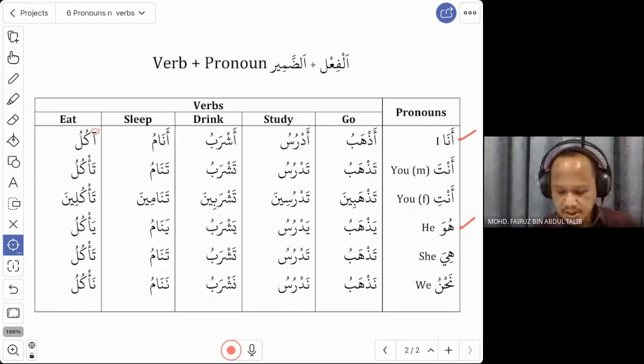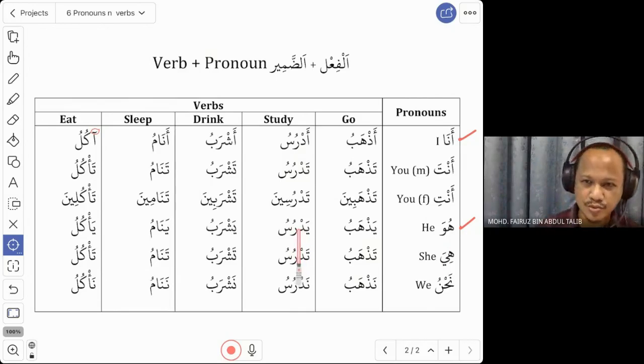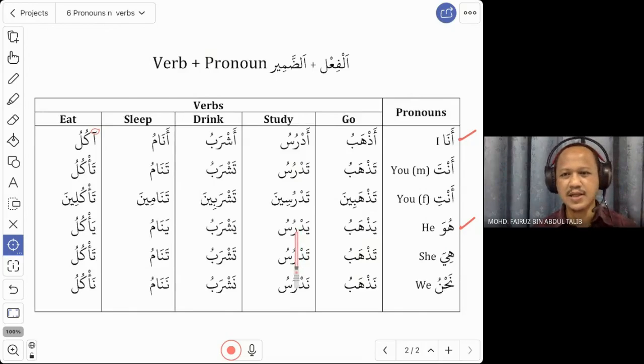Okay, so again, for huwa, you change to ya. So huwa yazhab. We go to the second verb. Just now we said adrus, I study. So how do you say he studies? Change the a to ya. So adrus becomes yadrus. So we say huwa yadrus. He studies. Huwa yadrus fi jami'ah. He studies in the university or he is studying in the university. Whether you translate it as he studies or he is studying will depend on the context.